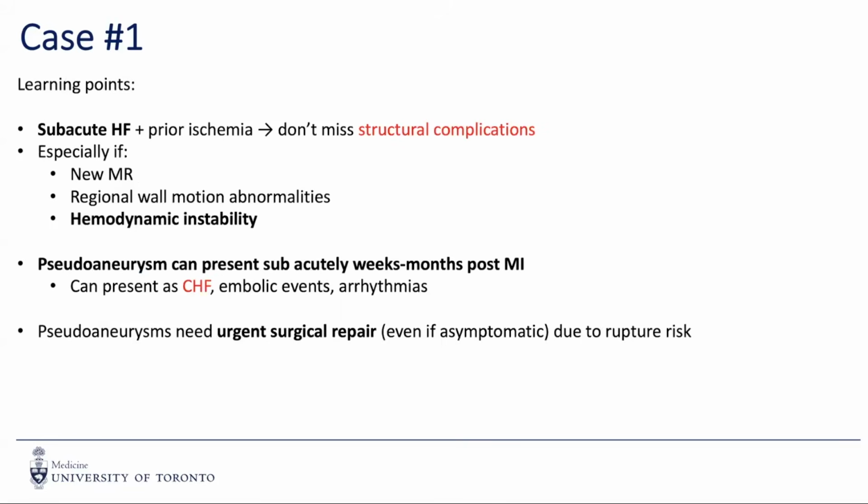The learning points is just that whenever you have someone with subacute heart failure in the context of recent ischemia, always think of structural complications. And the other learning point is that pseudoaneurysms can definitely present subacutely. A lot of times they can happen weeks or months after an MI. So we always have a high index of suspicion in those cases and think about it, especially in the context of someone presenting with heart failure a few weeks after MI.